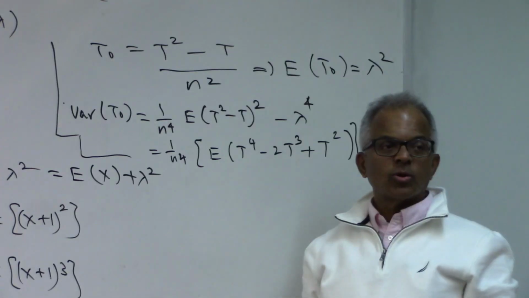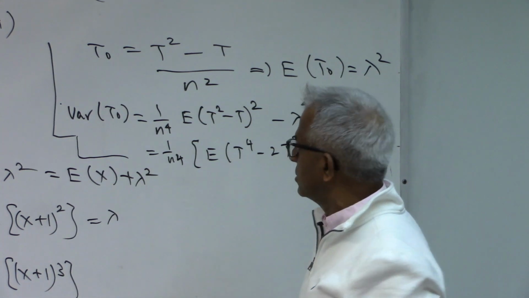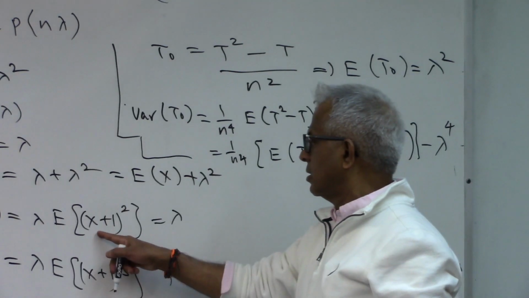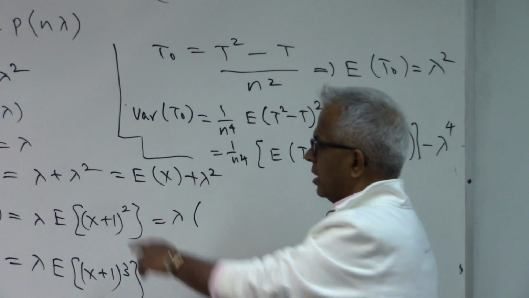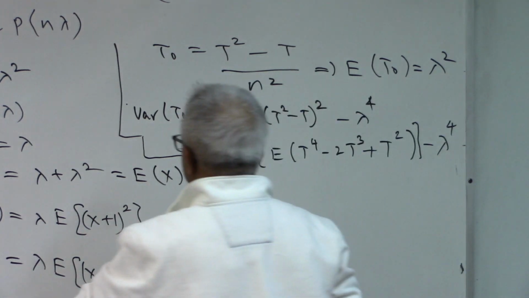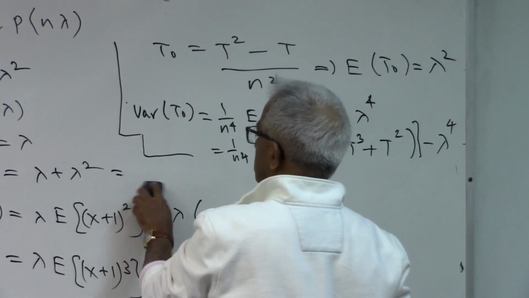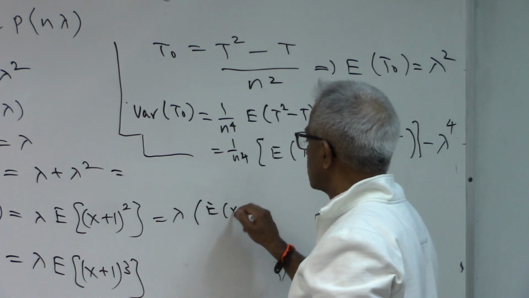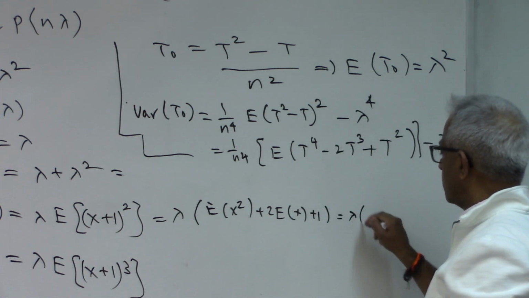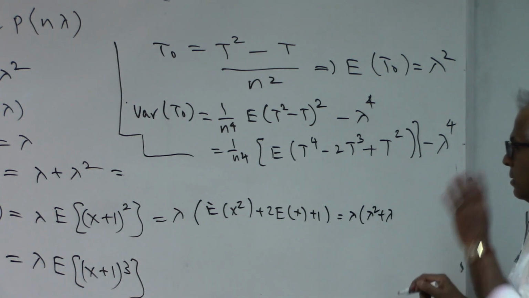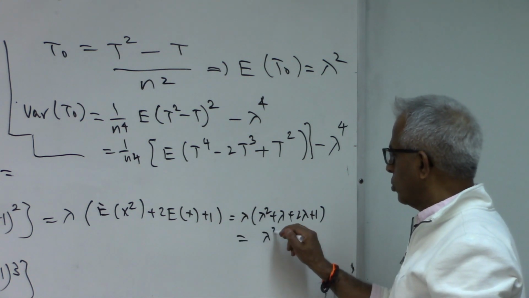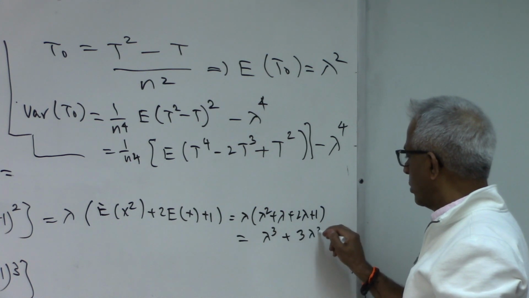So this is where we need this. Let me complete these two so that we can complete this problem. When you expand, what do you get? The expected value of X squared plus 2X plus 1. The expected value of X squared is already here. So this is the expected value of X squared plus 2 times the expected value of X plus 1. That's going to be lambda multiplied by lambda squared plus lambda plus 2 lambda plus 1. So that's going to be lambda cubed plus 3 lambda squared plus lambda, right?